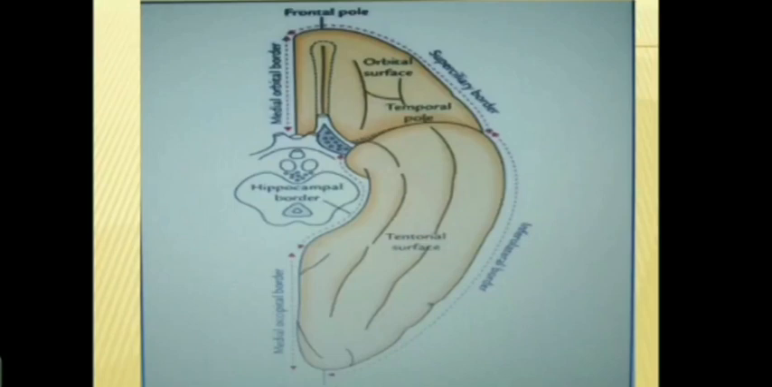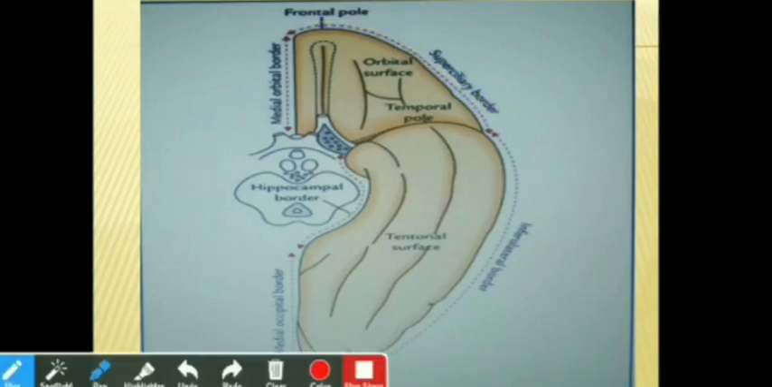You can see here the superciliary border. The superciliary border is at the junction of the orbital surface and the supralateral surface, and the infralateral border is at the junction of the tentorial surface and the supralateral surface. So it separates the supralateral and the tentorial surfaces. And the medial orbital border separates the medial and the orbital surfaces, and also the medial occipital border separates the medial and the tentorial surfaces.